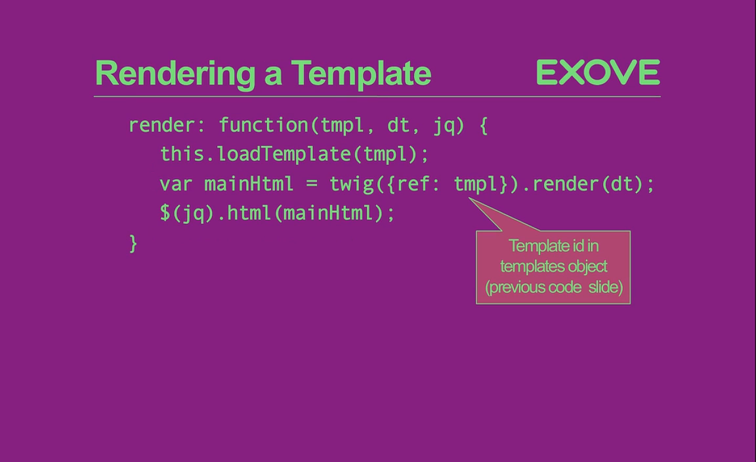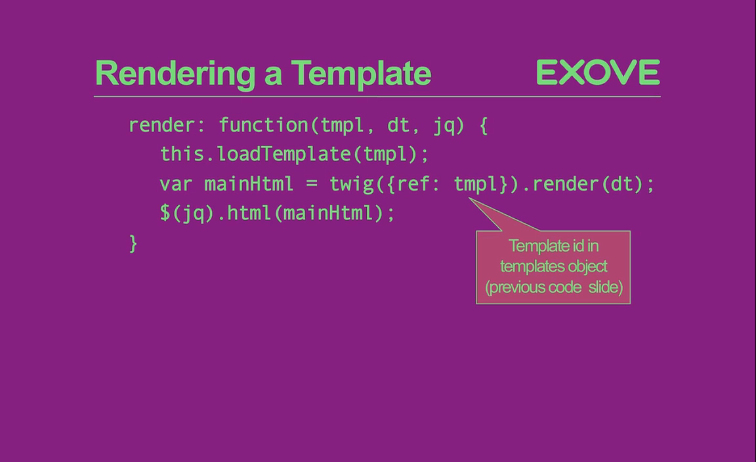So the rendering is pretty simple. We have the template name, we have the data, and then we have the jQuery ID that we use to insert the stuff in. We load the template that was shown a couple of slides earlier, and this returns only when the template has been loaded and compiled, so it's a synchronous call.